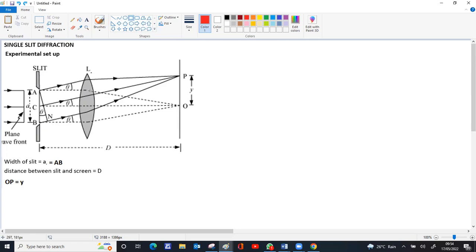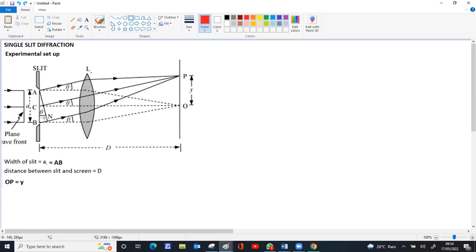So first we find the path difference. For that, take the top and bottom light rays. This is the top light ray reaching P. This is another light ray from the bottom, parallel to that. Both of them have the same angle of deviation, called the angle of diffraction. So this path is shorter than the path from B. If you construct a 90-degree line AN, BN represents the additional path traveled by the light ray from B to P compared to the light from A to P. So BN is the path difference.